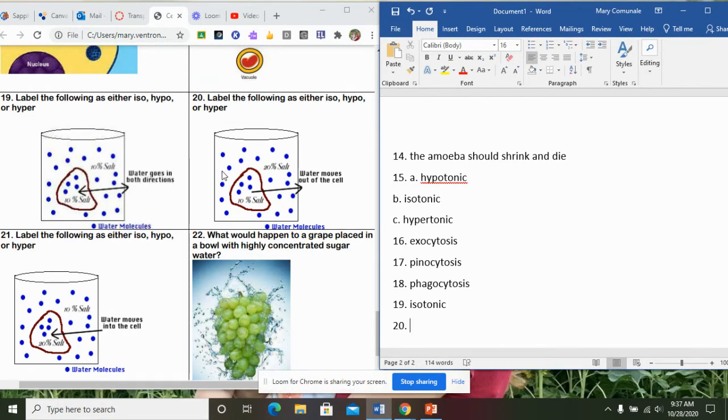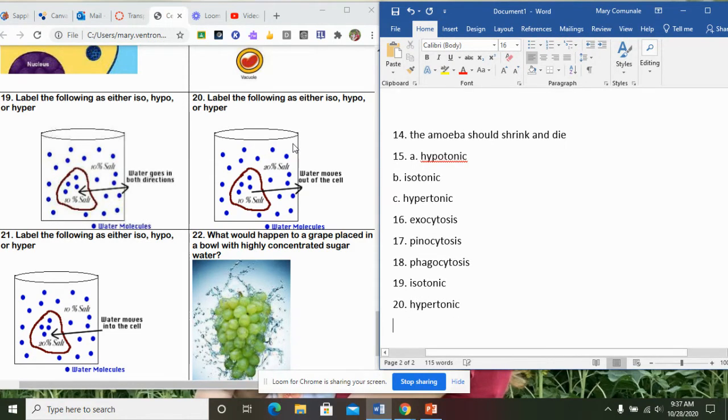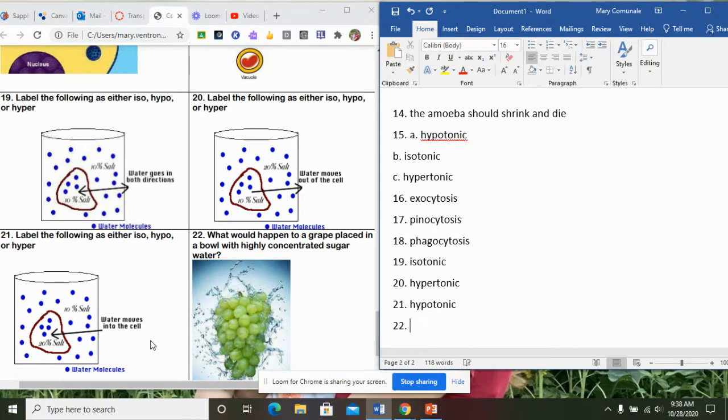Same question here, but our cell is 10%, and the environment is 20%. Water is moving out, so it's hypertonic. Same question again, but the cell here is 20%, the environment is 10%, water is moving into the cell, hypotonic.